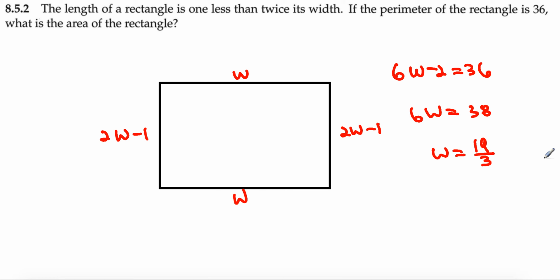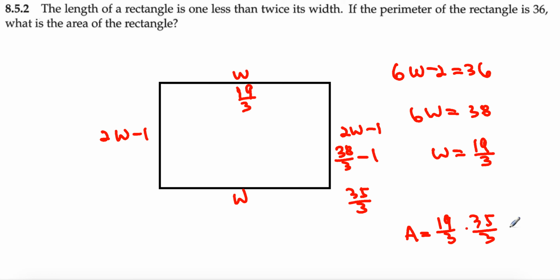19 over 3. Then, of course, in this case, we are trying to say that this is 19 over 3. Then this is 38, 2 times of that, so 38 over 3 minus 2, or minus 1, rather. Then it becomes 35 over 3. So then when you find the area, it will be equal to 19 over 3 times 35 over 3. So that becomes our final answer.